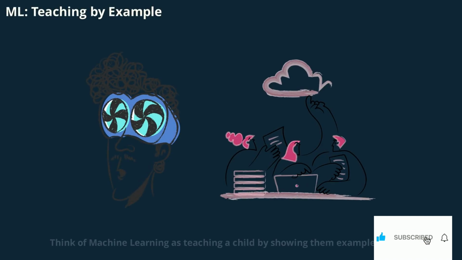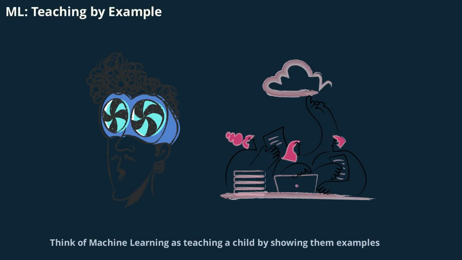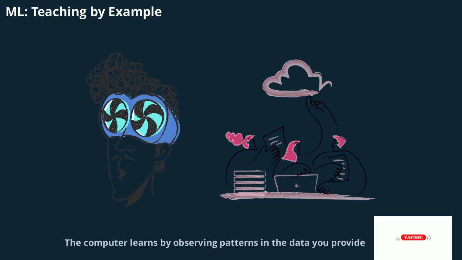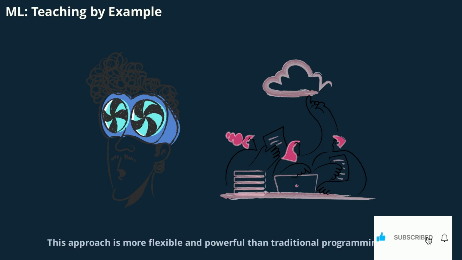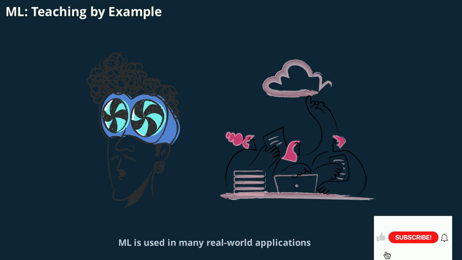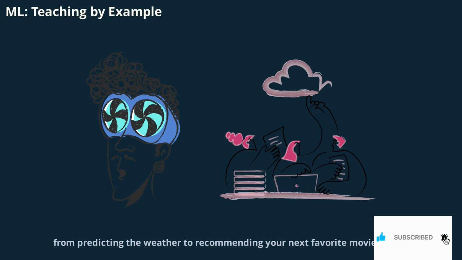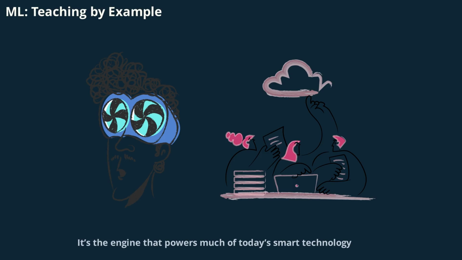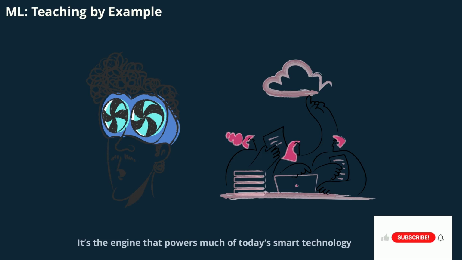Think of machine learning as teaching a child by showing them examples, rather than giving them a rule book. The computer learns by observing patterns in the data you provide. This approach is more flexible and powerful than traditional programming, especially for complex tasks where writing every rule would be impossible. ML is used in many real-world applications, from predicting the weather to recommending your next favorite movie. It's the engine that powers much of today's smart technology.